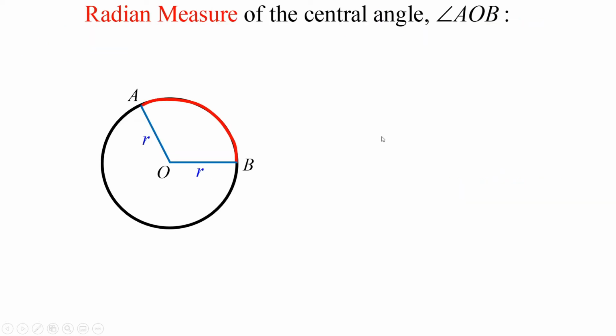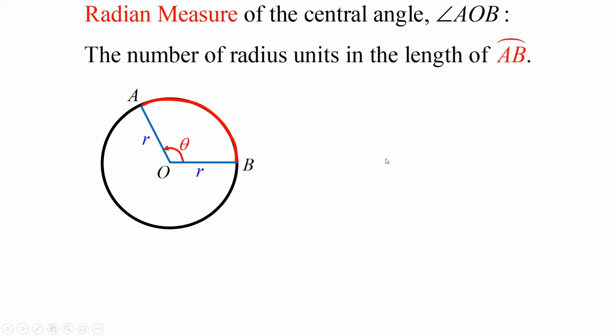Okay, oh, hey, one more. You guys want to approximate this one too? So, angle theta right there. Well, the number of radius units in the length of arc AB. So how many radii do I have if I travel from A to B? Well, it looks like more than one of them right there. All right, how many? Arc length S. S equals theta times r.